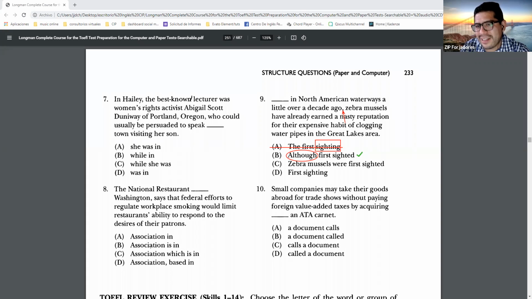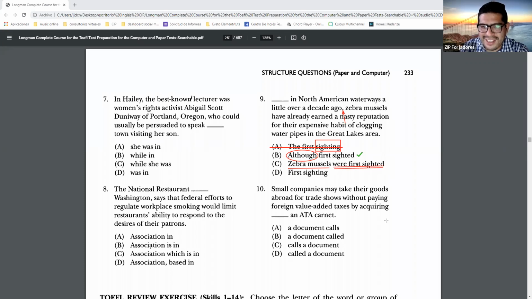One reason could also be the comma, but let's say it's because we don't have a verb. Letter C: we have zebra muscles. We have the subject and the action there. Zebra muscles, and then the action word, first sighted.